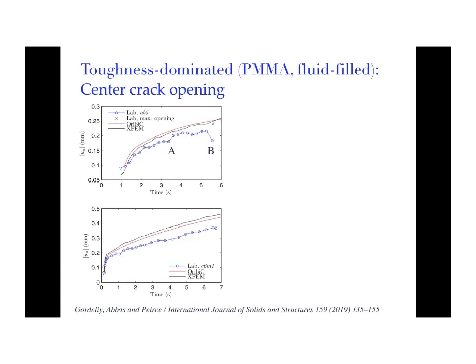You see the same overestimation on the bottom picture, which is for another test. So again, for 2 tests in the toughness-dominated regime, we consistently overestimate the central opening. However, in this case, we have an explanation.